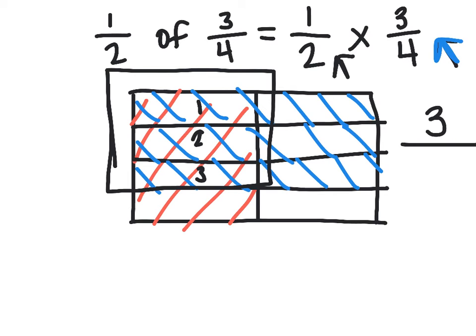Now, I need to see 3 out of how many to find my denominator. So how many boxes are there total? Well, I have 4 going down in the first column and 4 in the second column, so I know that there are 8. So 3 out of 8 of the boxes have both colors in them, which means that the product of 1/2 and 3/4 is 3/8 that I had with my area model back here.